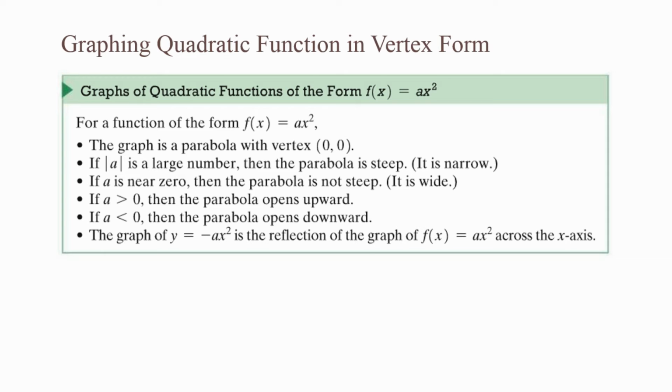For a function of the form f(x) = ax², the graph is a parabola with vertex (0, 0). If the absolute value of a is a large number, then the parabola is steep, it is narrow. If a is near 0, then the parabola is not steep, it is wide. If a is greater than 0, then the parabola opens upward. If a is less than 0, then the parabola opens downward.